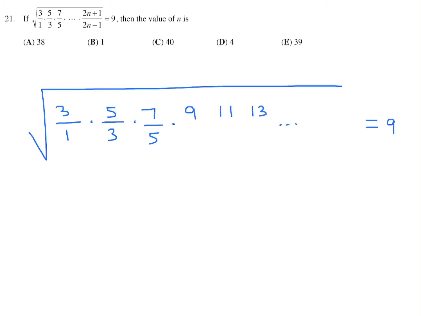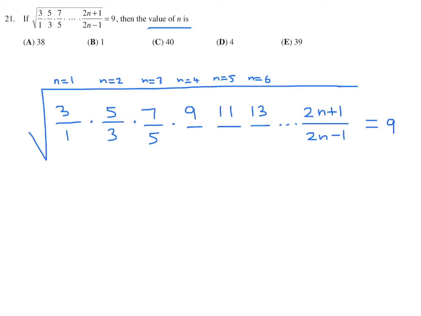And it gets all the way to 2n plus 1 and 2n minus 1 for some n. We don't know what n is. That's what we're trying to figure out. And then what about the denominators? Those are going to be 2n minus 1. So this was n equals 1, this was n equals 2, this was n equals 3, and so on. N equals 4, n equals 5, n equals 6.